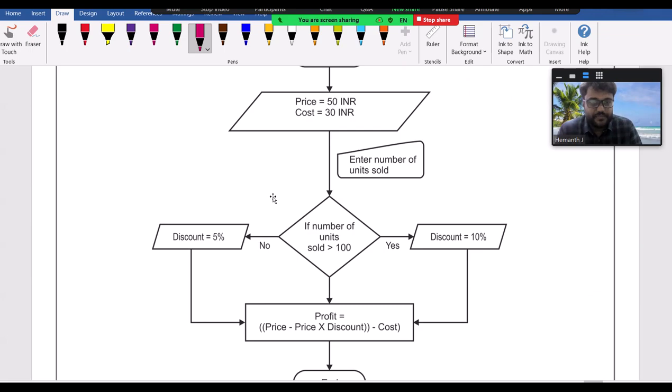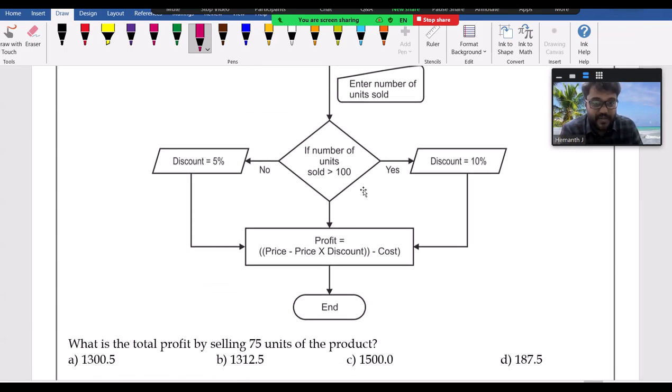Now here price is 50, which means selling price. Cost price is given, selling price is given. It's pretty much similar to that previous question. It depends on the number of units. If the number of units is greater than 100, 10% discount. But the number of units is 75, as given in the question. It's not greater than 100, so we have to give only 5% discount.